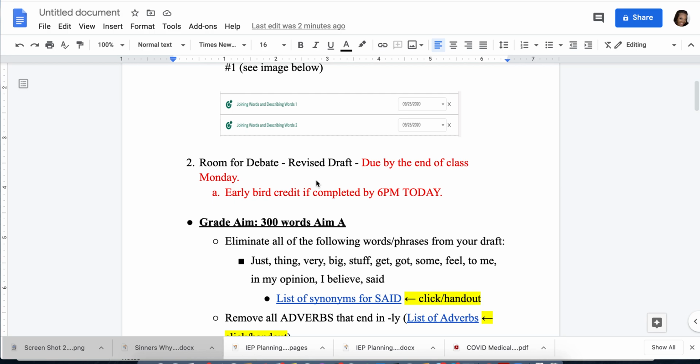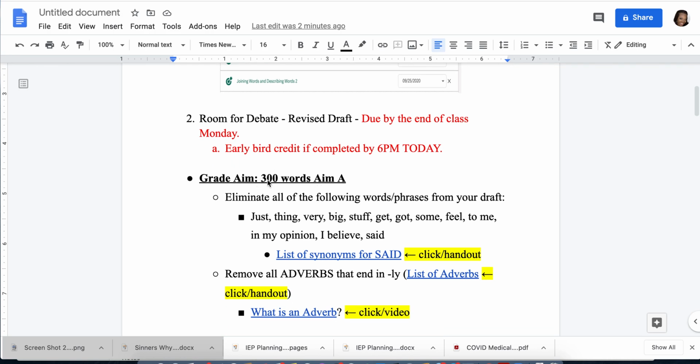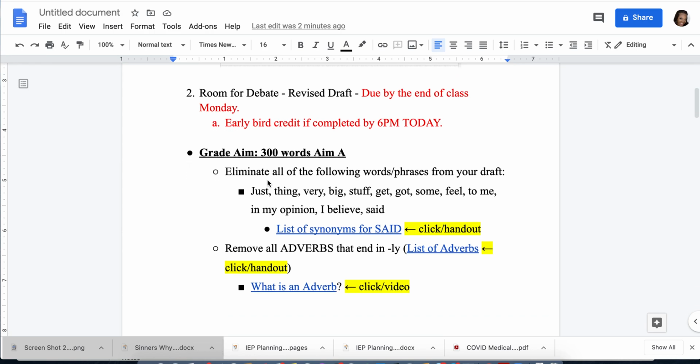There are two grade aims, aim A, aim B. As you notice, I've increased the grade aim from 250 to 300 words. So your original draft was 250. This final revised draft must be at least 300. It can't be more. So, what are you going to do?